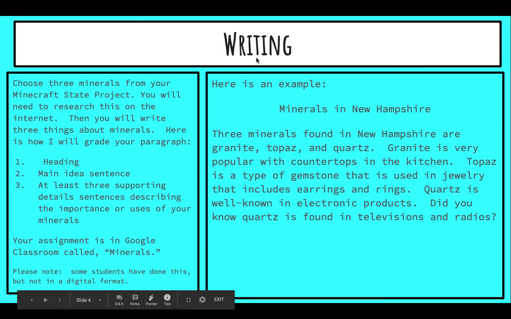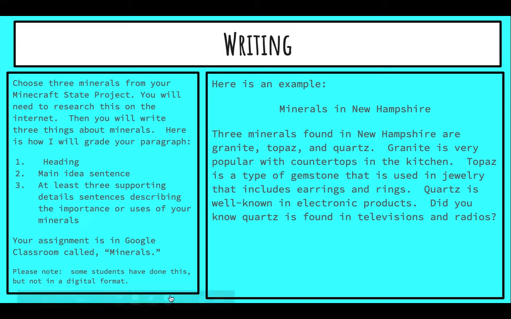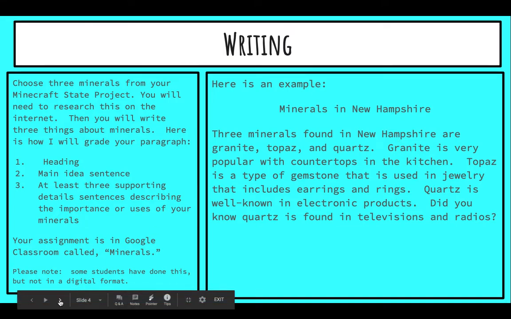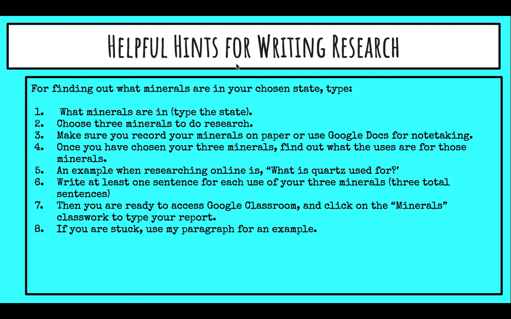And then the next step is writing, and I'm not going to read all this here, but on this side, these are the directions of what I'm expecting to do, and this is how I'm going to grade it. And on this side, I gave an example of what a paragraph should look like, using the main idea with minerals, like identifying what minerals are in the state that they chose to report, and then some supporting details will be right underneath that.